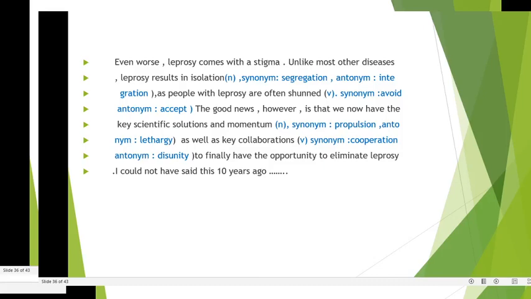I could not have said this 10 years ago. 10 বছর আগেও আমি এটি বলতে পারতাম না। Isolation, it is a noun, and synonym of this word is segregation, and antonym of this word is integration. And shunned, it is a verb, and synonym of this word is avoid, and antonym accept. And momentum, it is a noun, and synonym of this word is propulsion. In Bengali you can say goti bag, and antonym lethargy. And collaboration, synonym cooperation, antonym disunity.